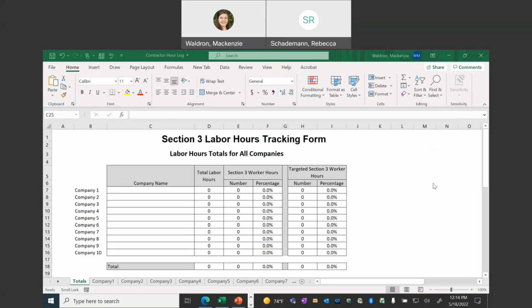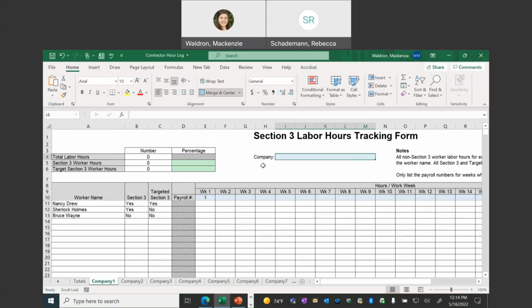You'll also notice there are sub-tabs in this Excel document labeled company 1, 2, 3, 4. Depending on how many companies are working on the Section 3 project, you may have these all filled out, or maybe you would only have 3. So it really depends on the size of your project. Let's go ahead and click into the first tab labeled company 1. So the first thing you want to do when you are completing these is identifying the company name.